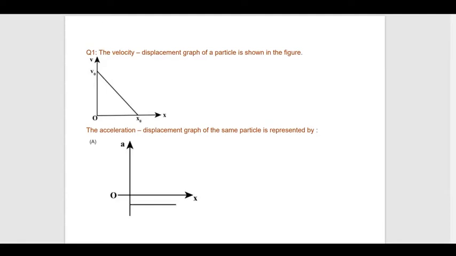This question says that the velocity displacement graph of a particle is shown in this figure, and we have to figure out the acceleration displacement graph. In order to find the answer, we first of all will construct the equation of velocity and displacement, which I think you can understand from this value. Now, in order to find out the equation of acceleration and position or displacement, we can use this equation.